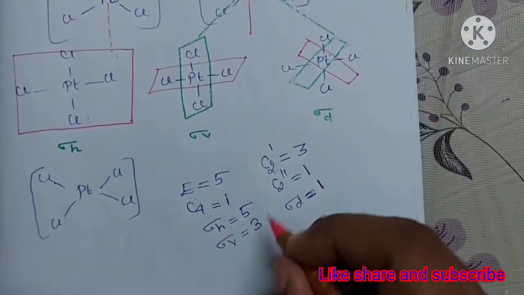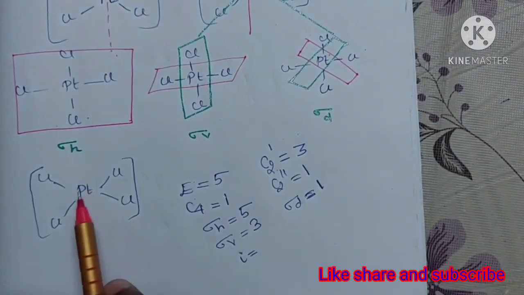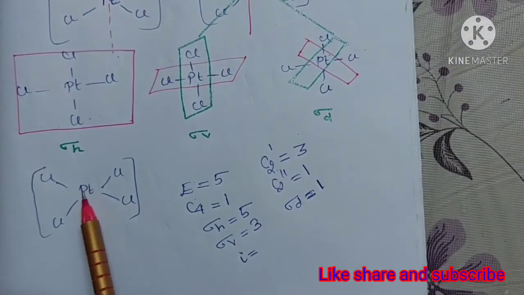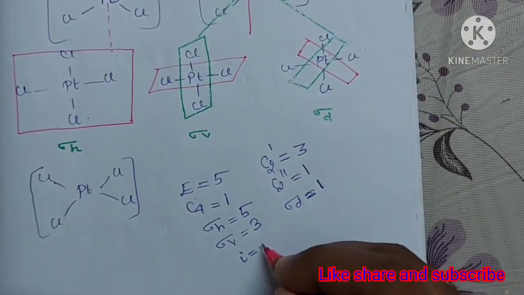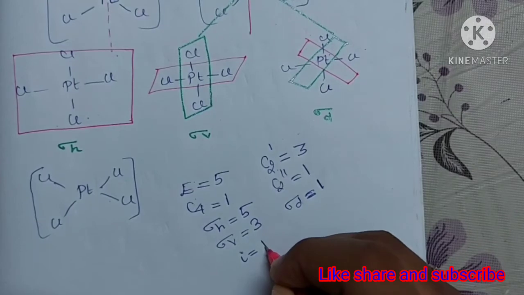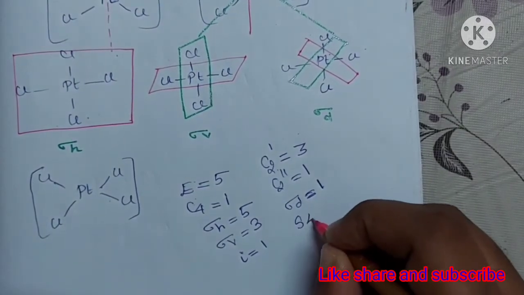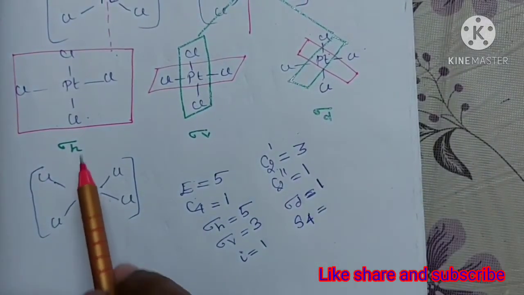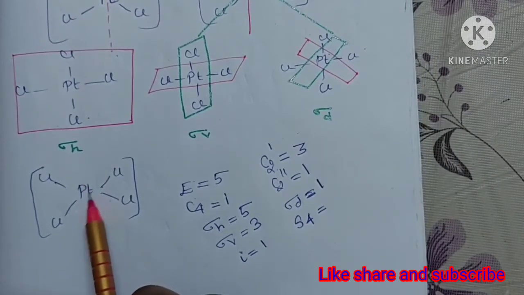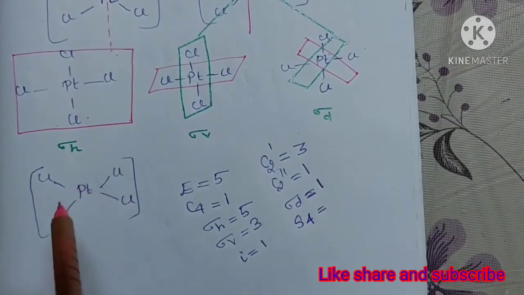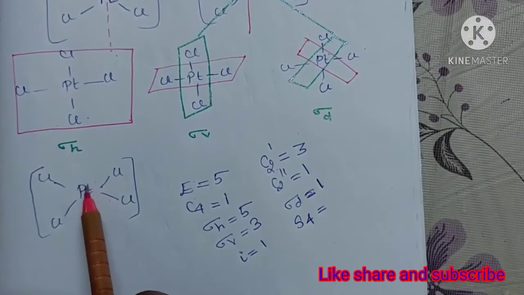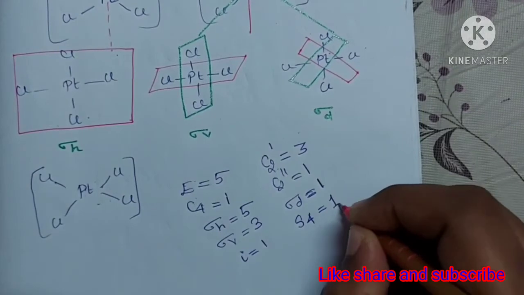Next, in the case of inversion, this platinum will be the point of inversion and all the chlorines will be shifted. So in the case of inversion, the number of unshifted atoms will be 1. And in the case of S4, we have to rotate along the axis C4 and then we have to place a mirror plane also. The axis passes along platinum, so the platinum alone will remain unshifted during this operation. So the number of unshifted atoms will be 1.